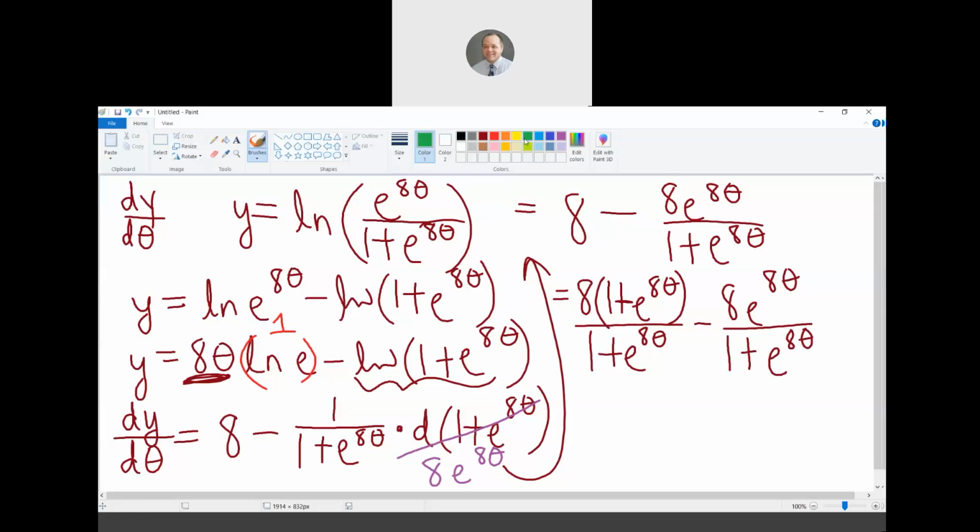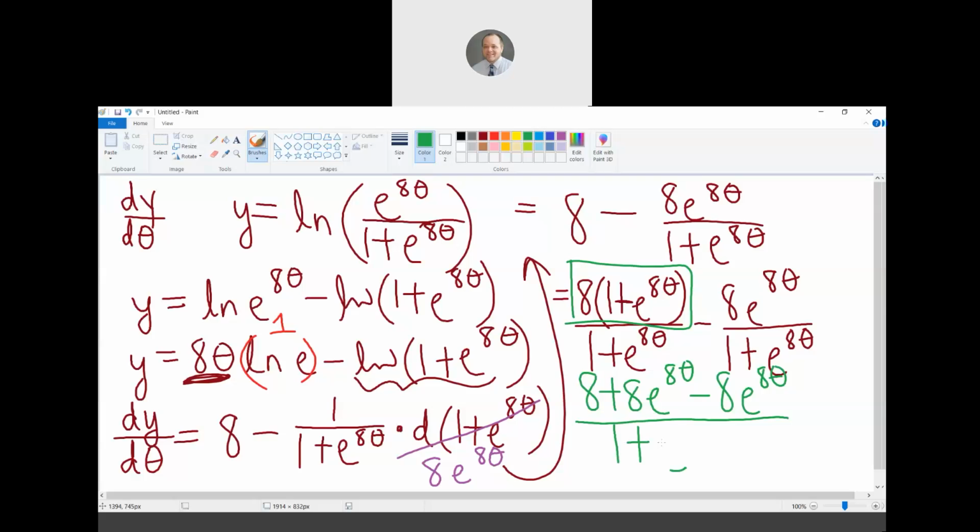Now for this top part, we can distribute the 8. So that gives us 8 plus 8e to the 8 theta minus 8e to the 8 theta, all over our common denominator, 1 plus e to the 8 theta.